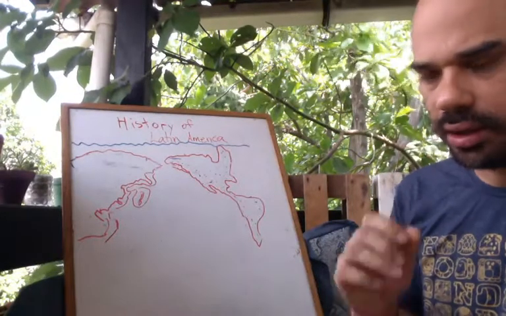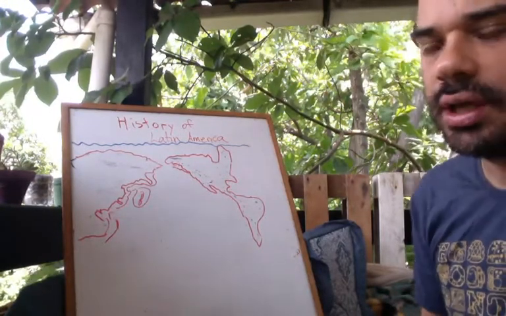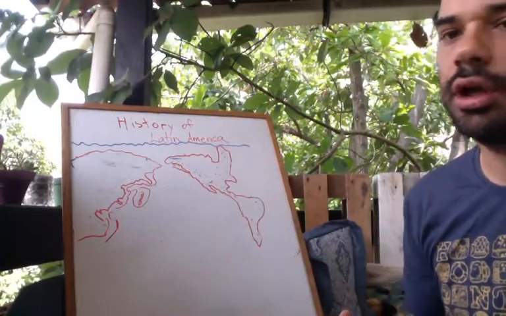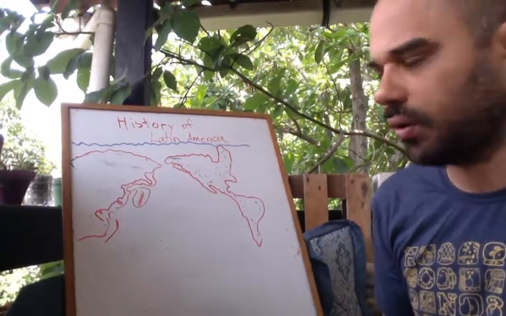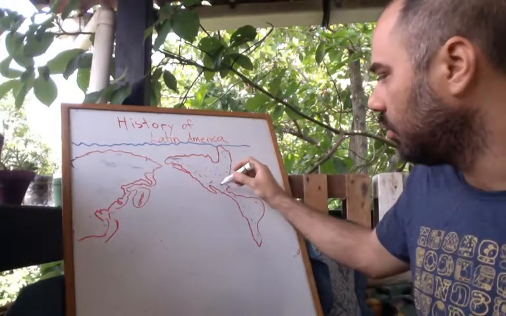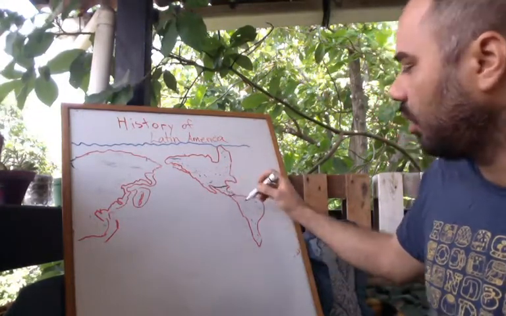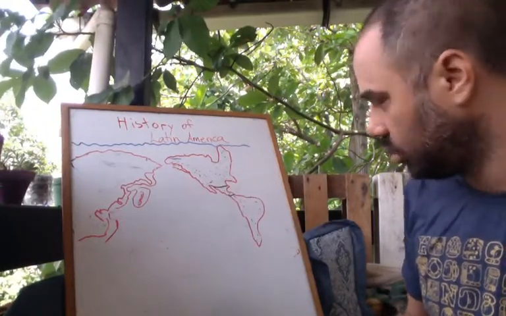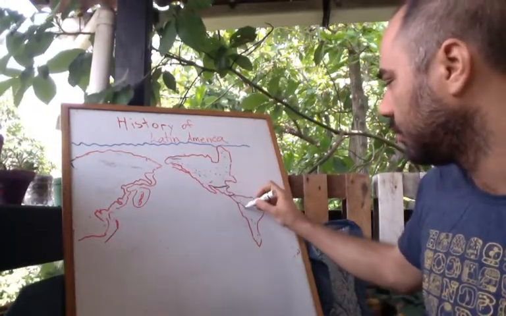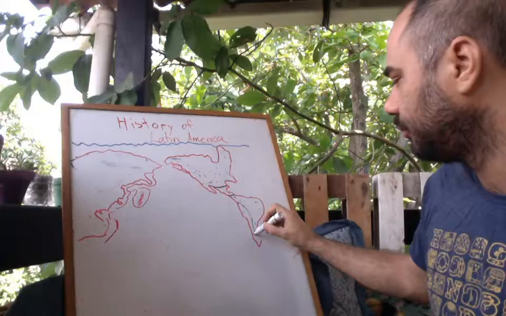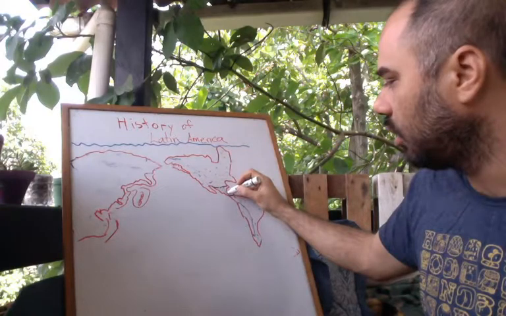Now, it's important to notice some of the regions that would become the largest civilizations in the Americas, which are Mesoamerica, which covers Mexico and Central America, and also the Andean region, which covers the Andes Mountains. In these two regions, many different cultures developed throughout history.